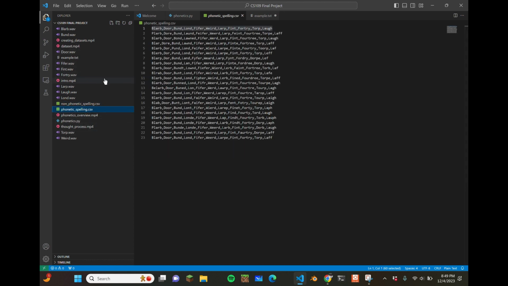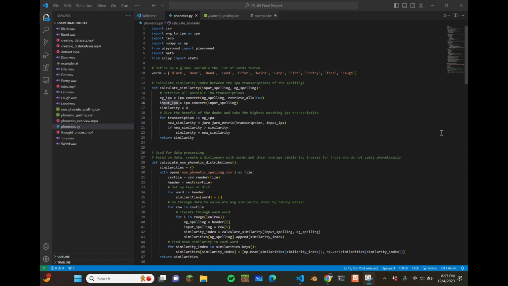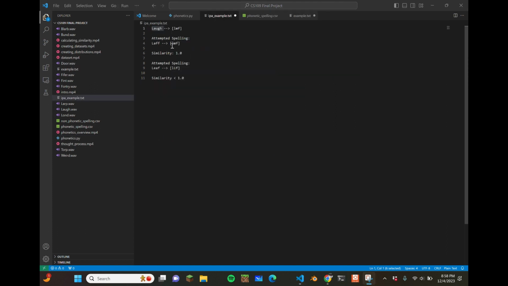So I needed to essentially analyze this and create some sort of distribution for the non-phonetic spellers and the phonetic spellers. So I needed some sort of numerical way to score each spelling. And to do this, I converted all of these words, the original words, and the input words or attempted spellings of the words to IPA, the International Phonetic Alphabet. And then, using the Jaro similarity metric, I calculated a numerical similarity and returned that, and that was essentially my score. So let's take an example of the word laugh, which was actually one of the words that I gave people. If you take this and you convert it to IPA, it looks like this.